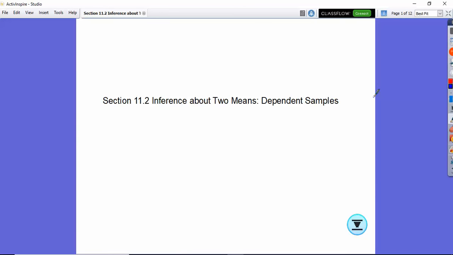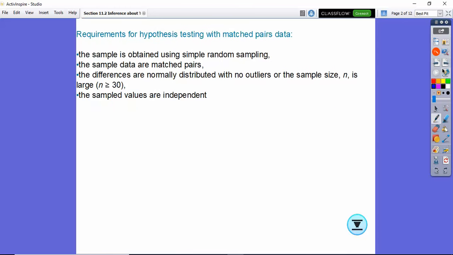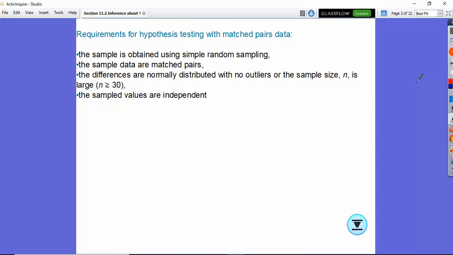All right, in order to do this, we have a few requirements that have to be satisfied. Just like all of these, it has to be simple random sampling. We are going to need matched pairs data, normally distributed, with no outliers, or a large sample, so bigger than 30, and they have to be independent. Okay, we are testing the mean today. When we were looking at the requirements yesterday and in the last unit, anytime we were talking about the sample mean, our criteria was either normally distributed or n bigger than 30. So that's the same here.